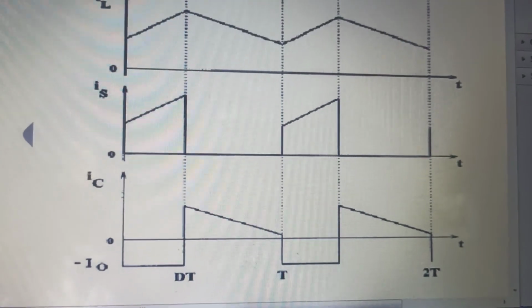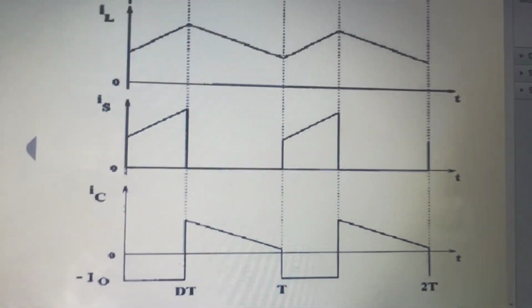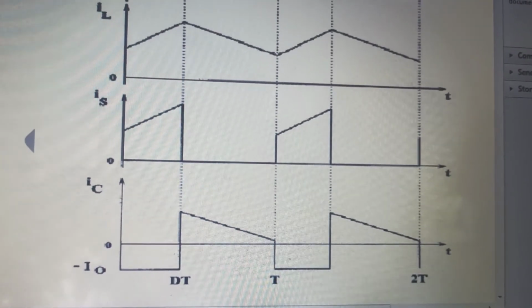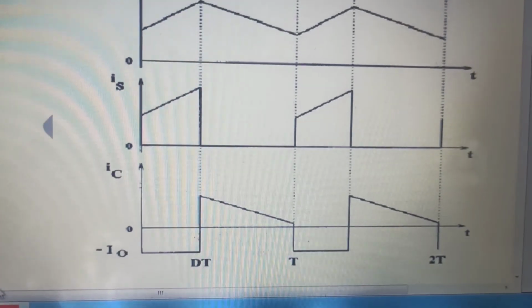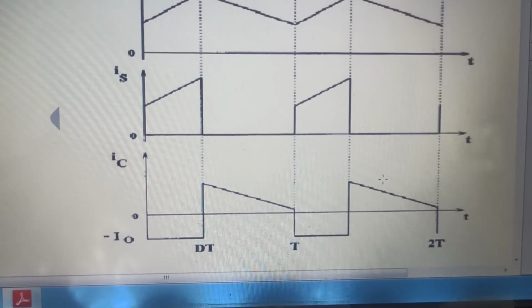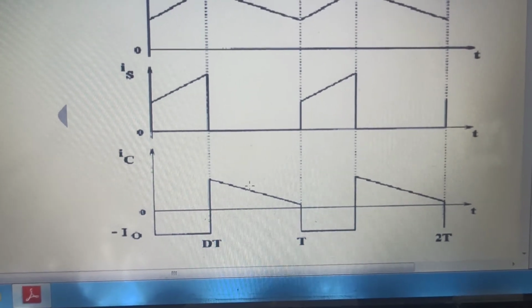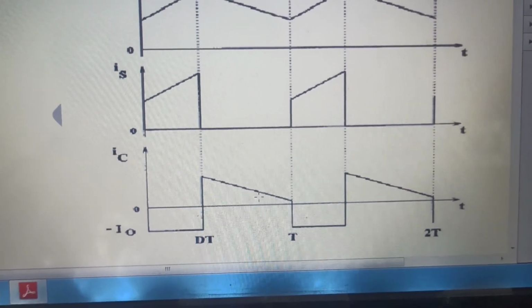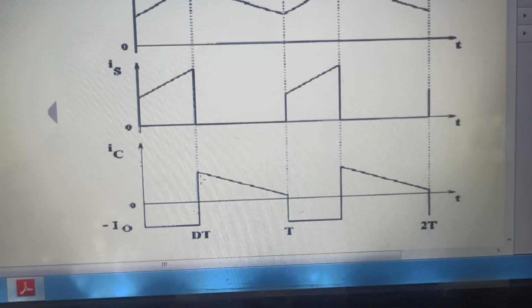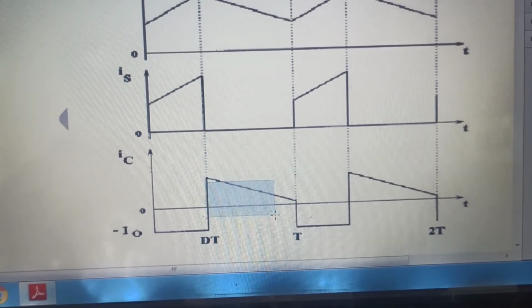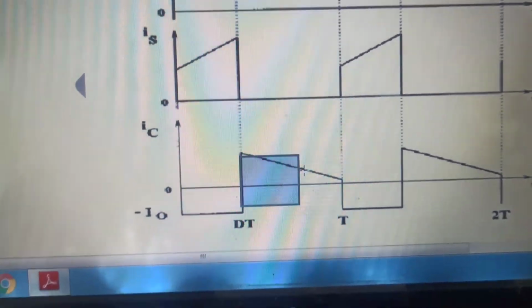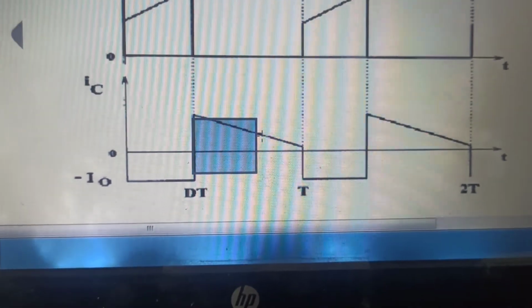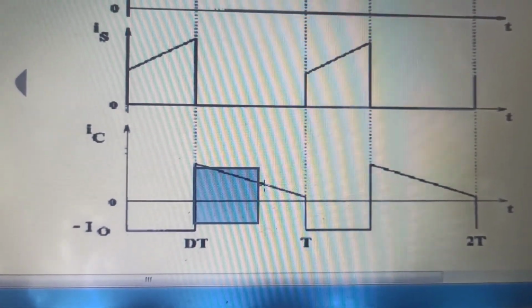Now have a look at this IC value. IC value is very important because if it is in CCM, then for sure this will be positive. But if it is in DCM, it may happen that this line can intersect this point. It will be like this. Yes, here the intersection will be there. So this intersection point now needs to be explored or obtained. That is very important.